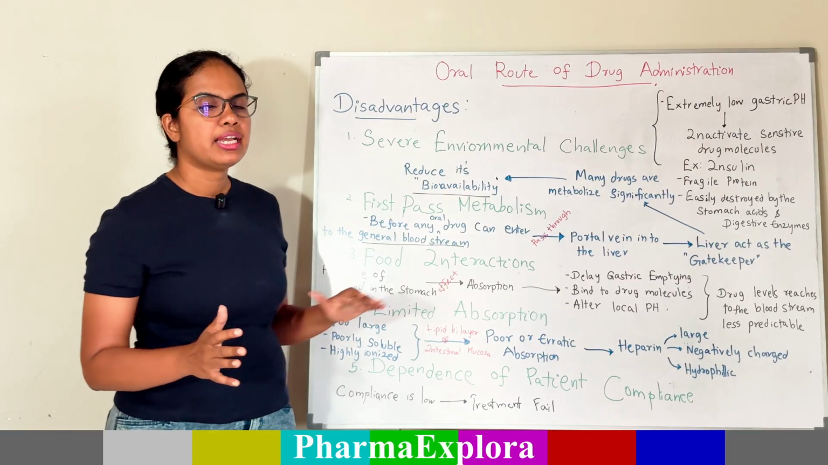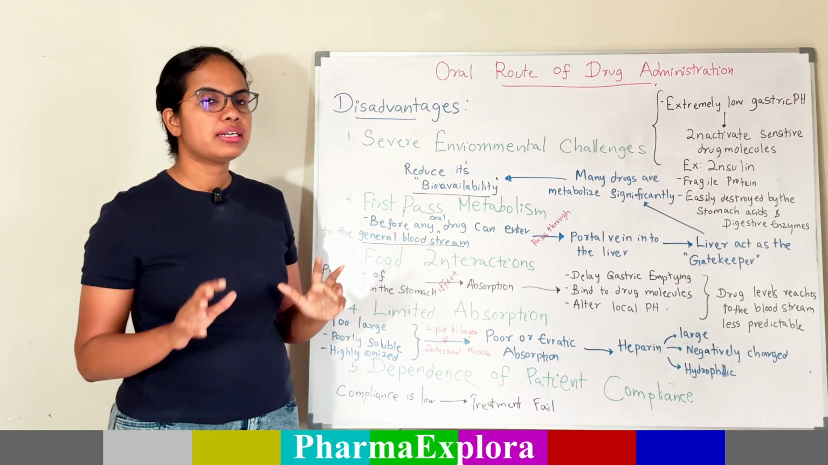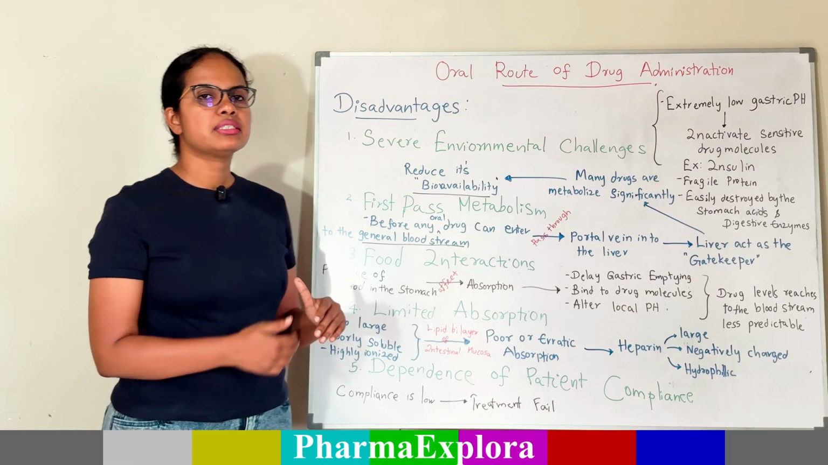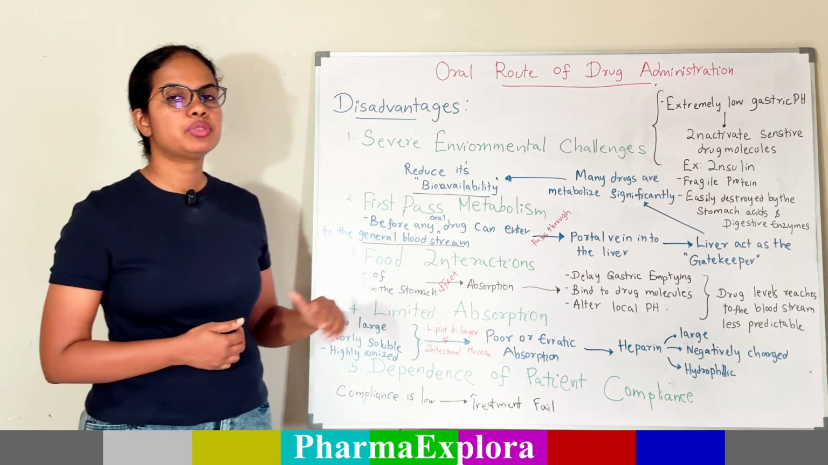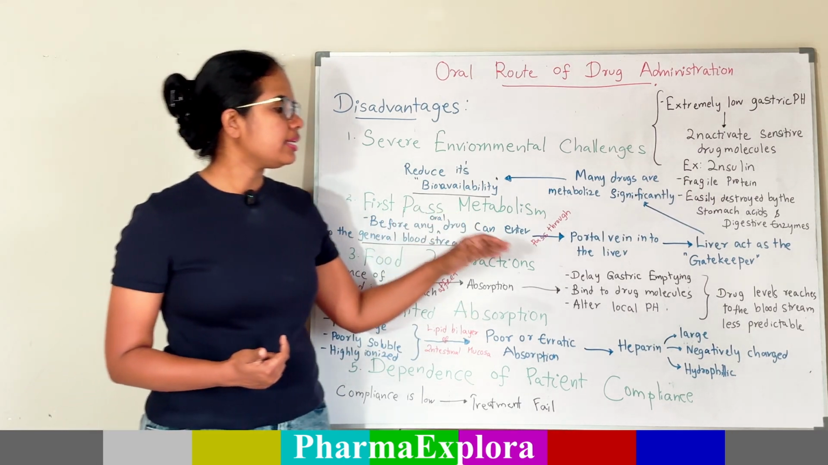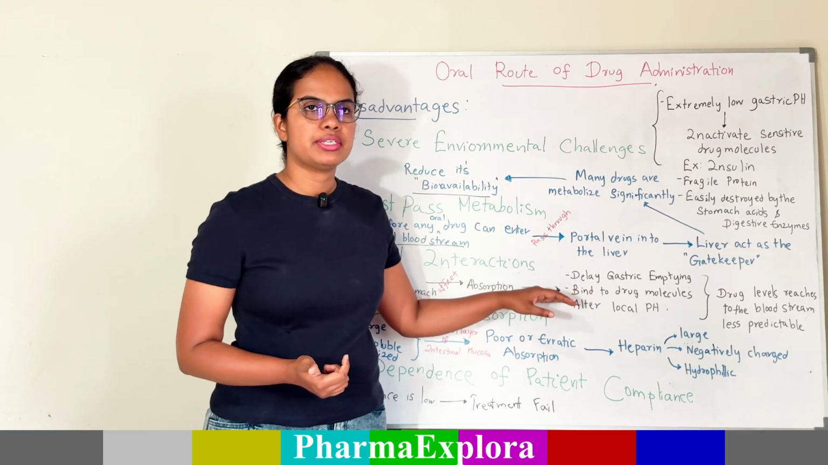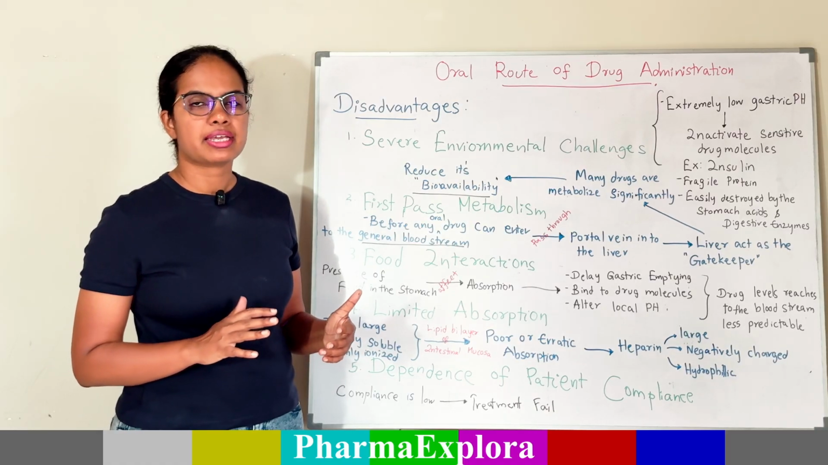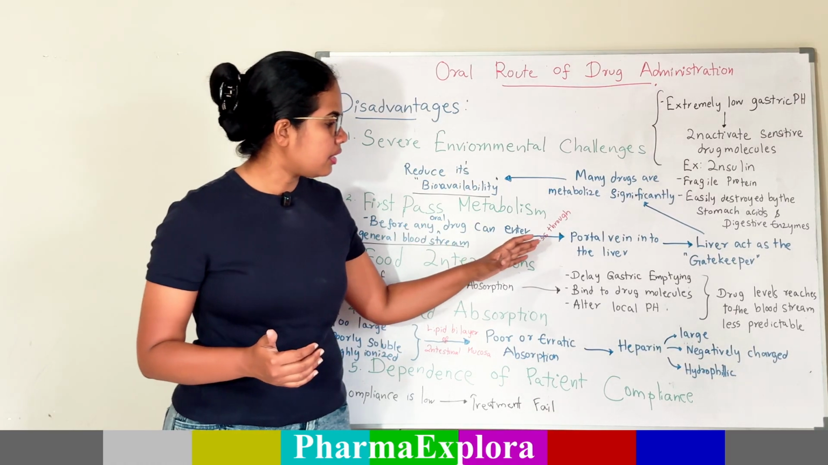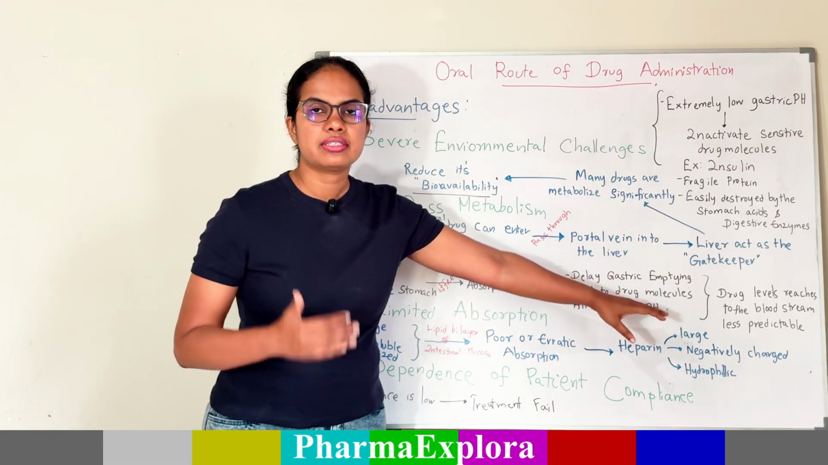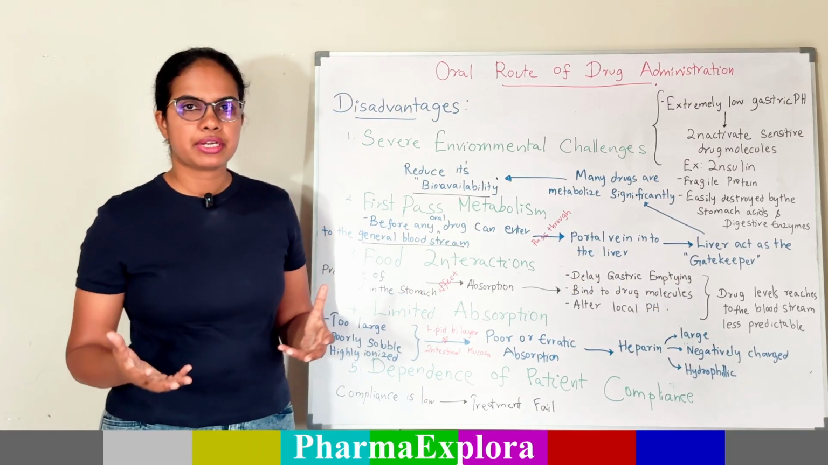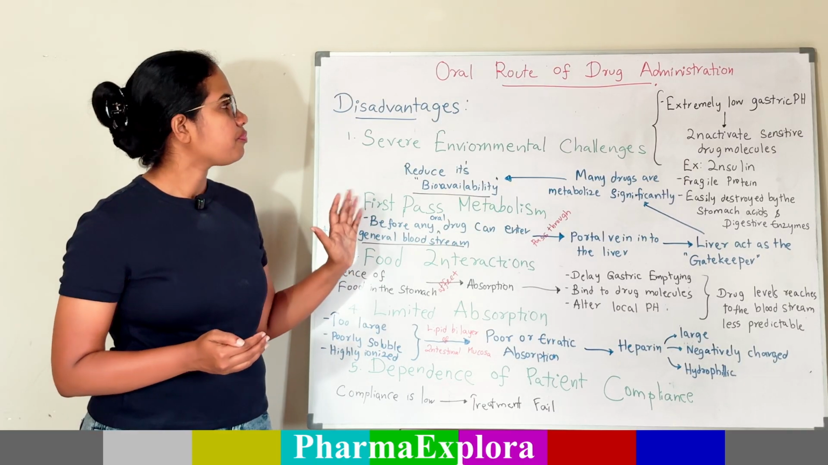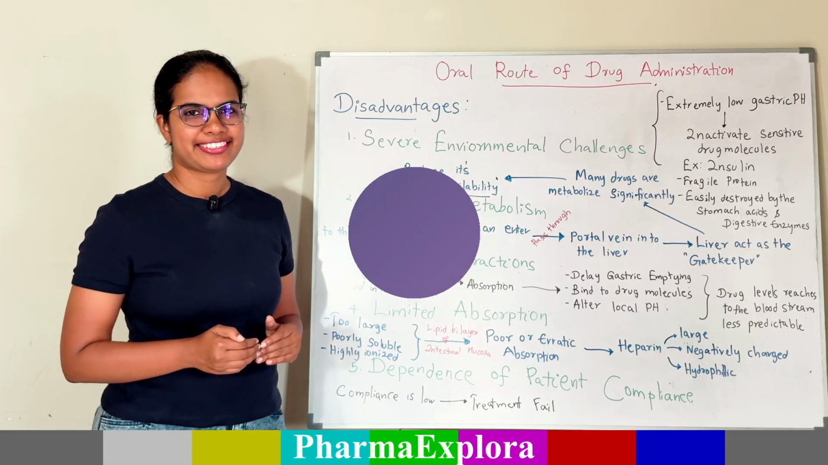So let me repeat it again. Food interactions are the third disadvantage of the oral route of drug administration. The presence of food in the stomach can affect absorption of the drug molecules. How? It delays gastric emptying, it binds to the drug molecules, and sometimes it may change the local pH of the stomach as well. Because of these things, the drug levels reaching the bloodstream can be unpredictable. So that is the third disadvantage.